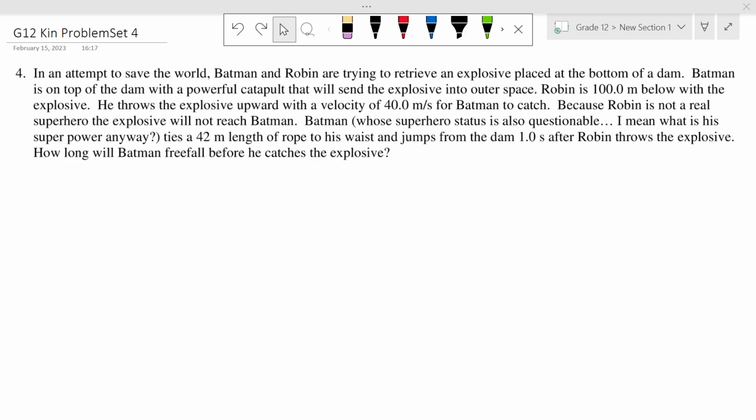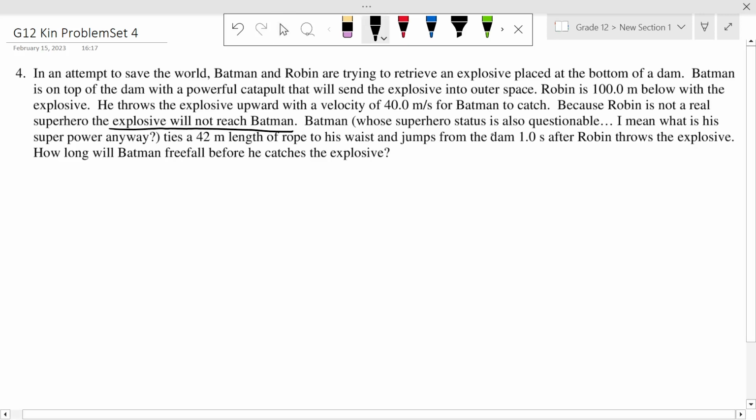The explosive will now reach Batman. Batman ties a 42-meter length rope to his waist and jumps from the dam 1.0 seconds after Robin throws the explosive. How long will Batman free fall before he catches the explosive?